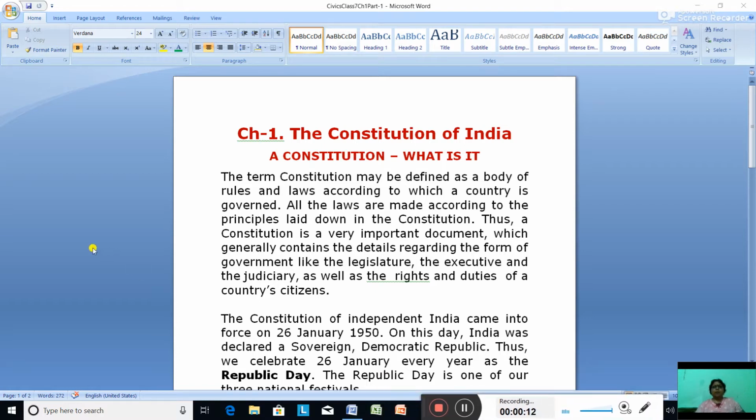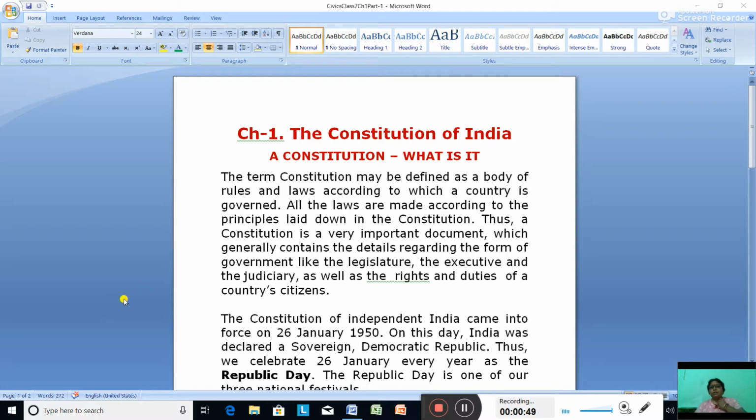Now before we begin with the Constitution of India, you should know that India became independent on 15th August 1947, and before that we were following the British Constitution. So when the British government transferred political power to Indians, the primary task was to frame the Constitution of India.